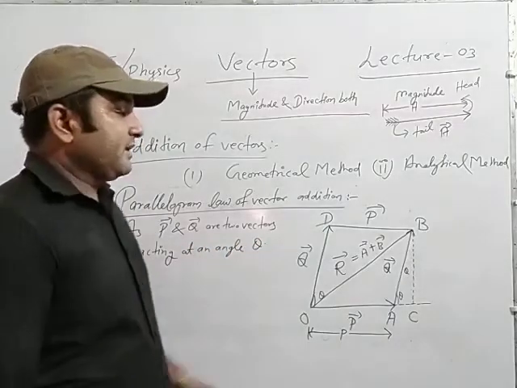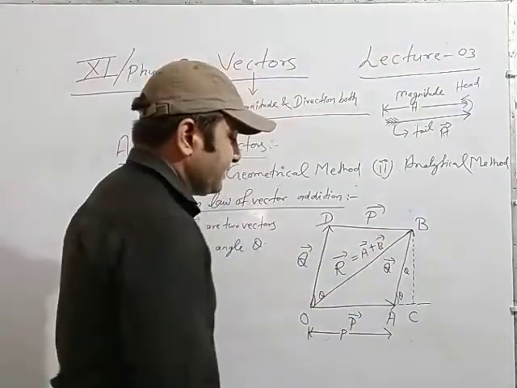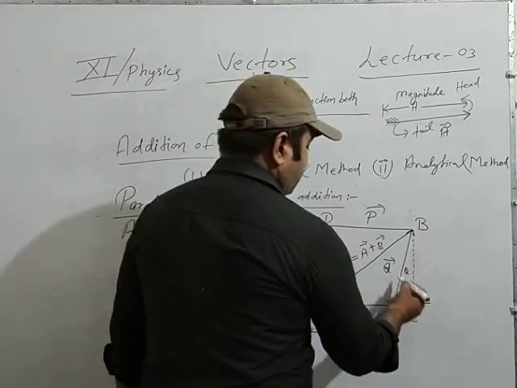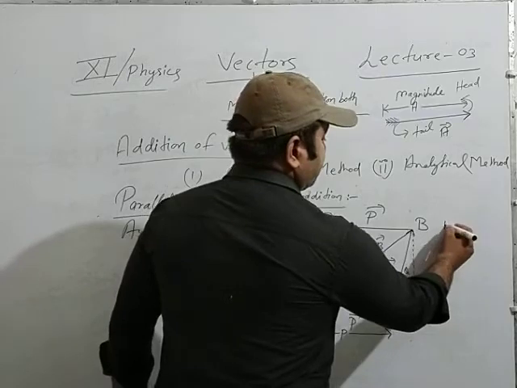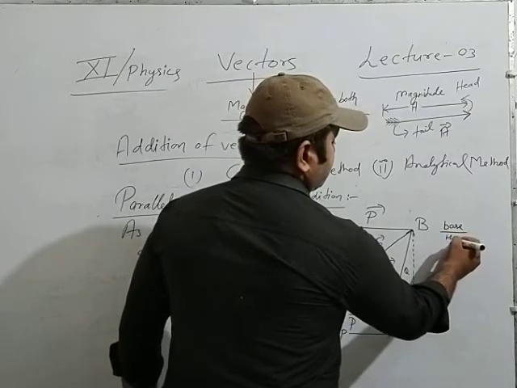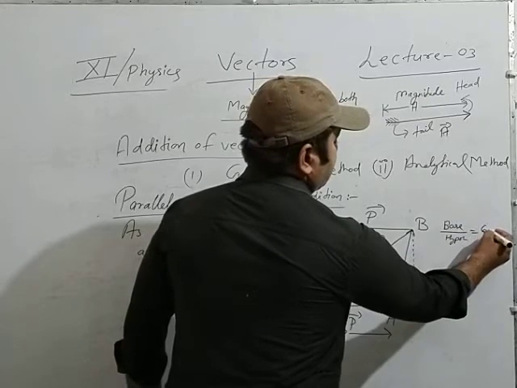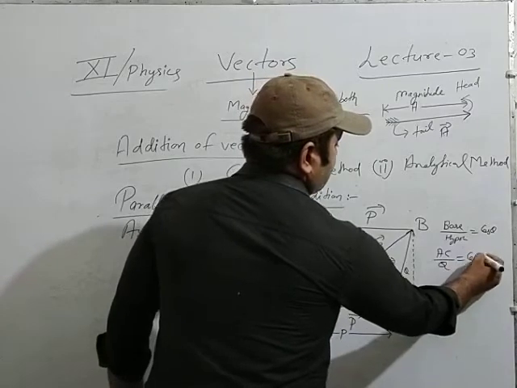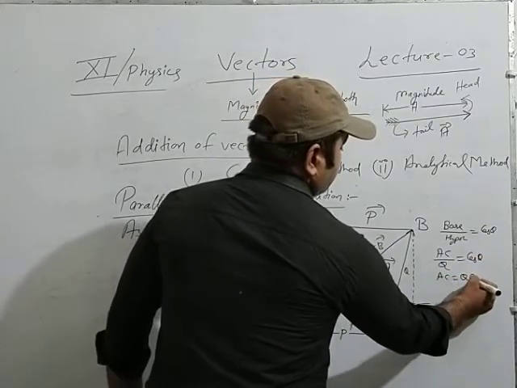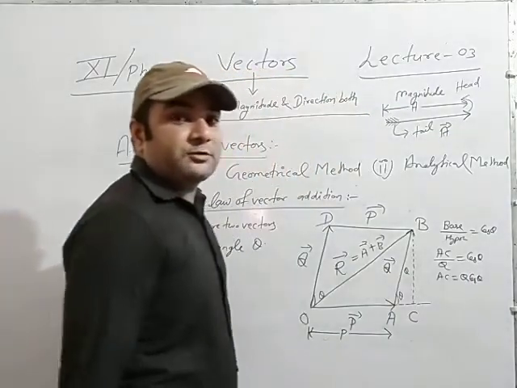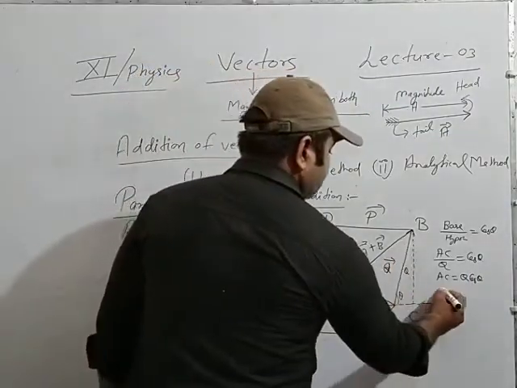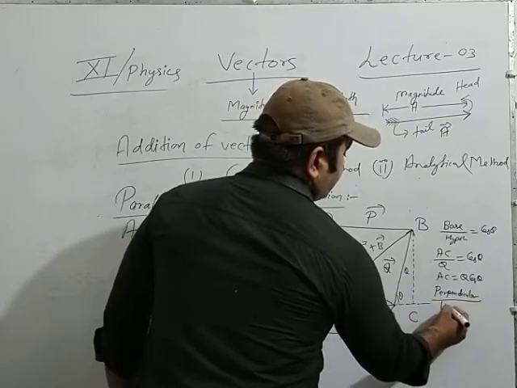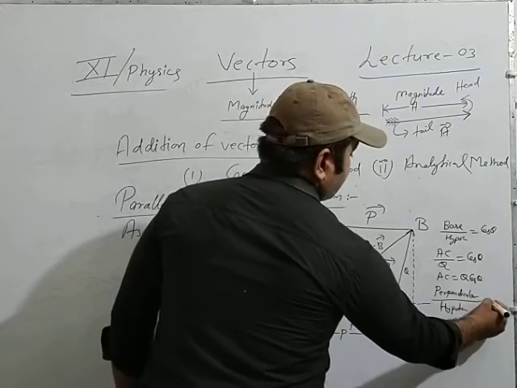then by trigonometry, suppose this one is Q and this one is theta, then base upon hypotenuse is equal to cos theta. Here the base is AC and the hypotenuse is Q, so cos theta equals AC upon Q, so AC is equal to Q cos theta. Clear? And then perpendicular upon hypotenuse is equal to what? Sin theta.